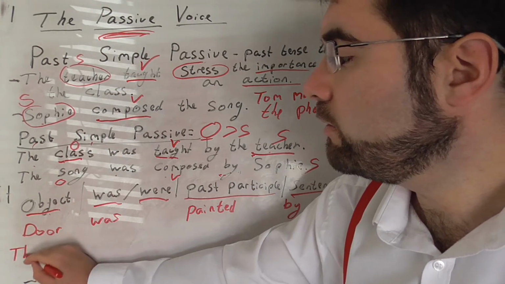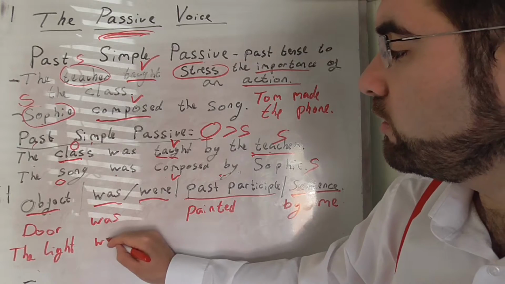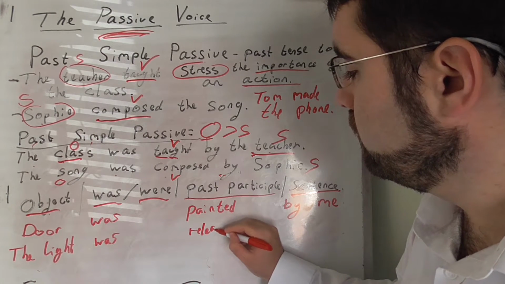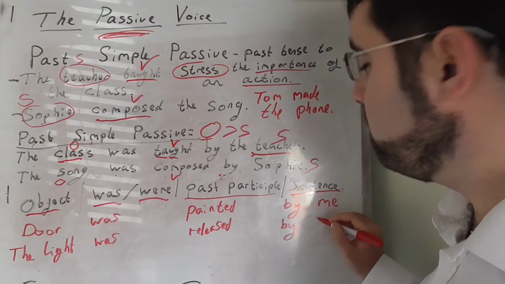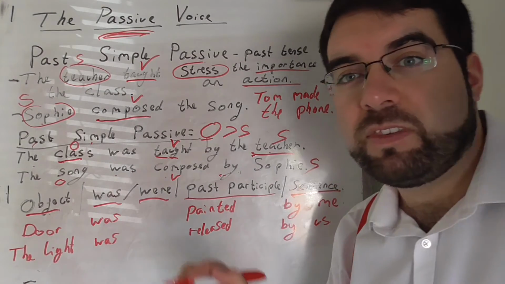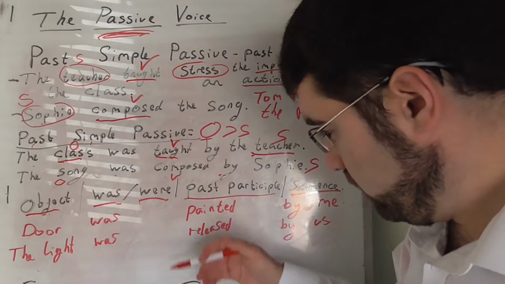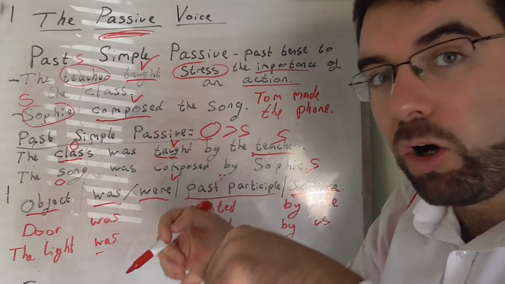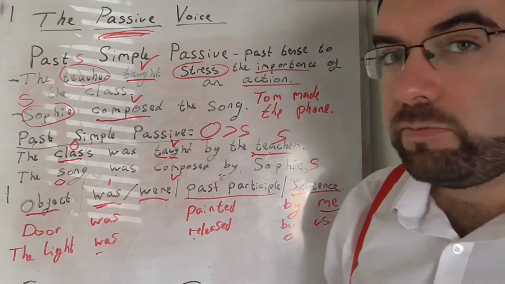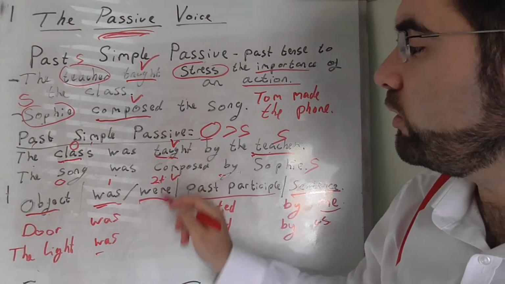The light was released by anyone, by me again, by you, by her, by us. The whiteboard was written on by me. But look here, again, was is singular. The door, the light, the whiteboard, singular, and were is for two plus.